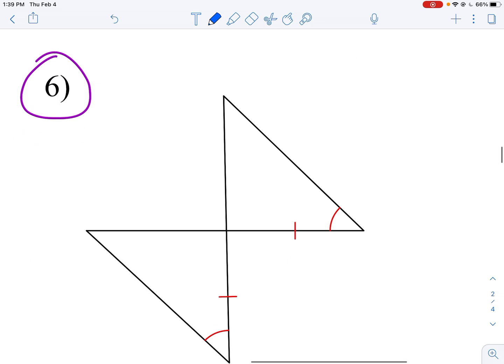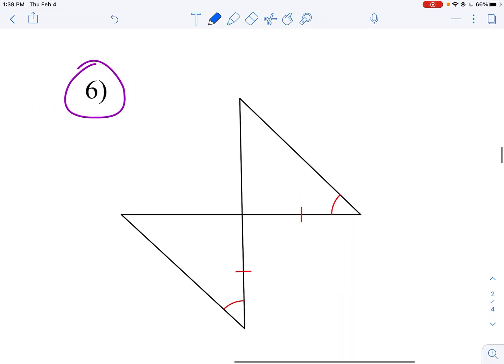We're going to do another one here, number 6. Before we dive in, are there any congruent parts we can add congruence marks to? Go ahead and add them. Here in the middle, we have vertical angles again. And I want you to try and identify which congruence theorem will prove these two triangles are congruent.